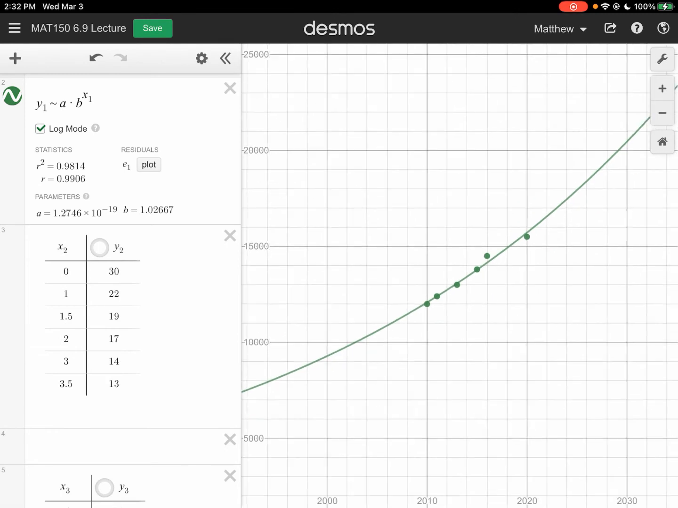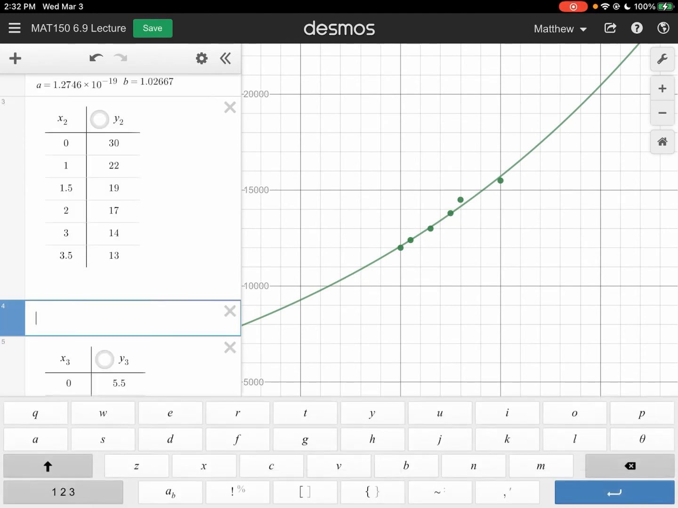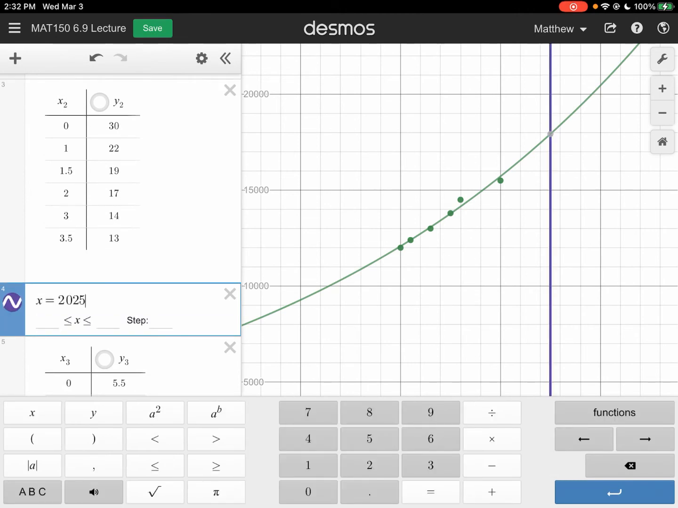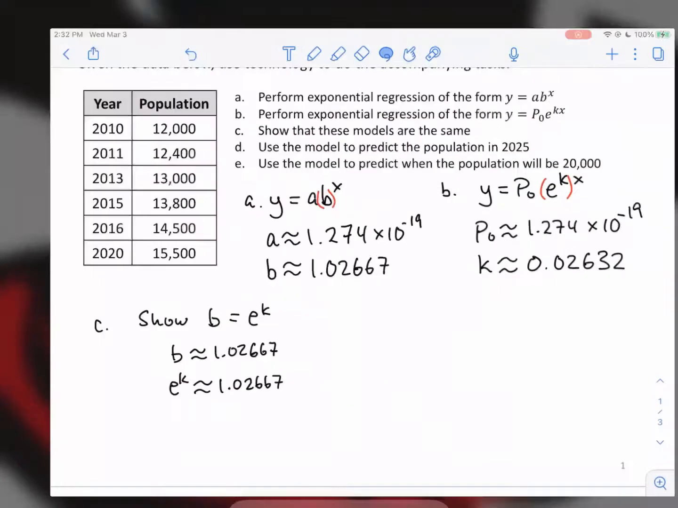And now we want to use this model to make some predictions. One prediction is, what is the population predicted to be in 2025? So I'm going to type in a vertical line, x equals 2025, and see where our curve intersects this vertical line. And we can see that at this year, we expect the population to be around 17,927.7. So 17,927.7.